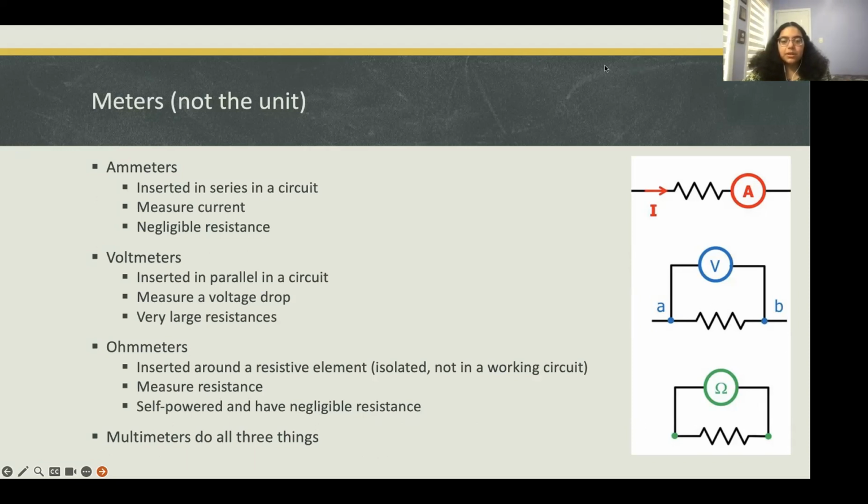And then an ohmmeter will measure the resistance of an element, but it has to be isolated, not within a working circuit. So you can actually take a resistor off and then measure resistance. It's self-powered and has a negligible resistance. So you have to take it out of the circuit and measure the resistance across that. So that's the difference between the meters. You don't have to know a heavy amount of detail, but it would be good to know that an ammeter is in series and a voltmeter is in parallel, which you might also just know from Physics 2 lab as well.